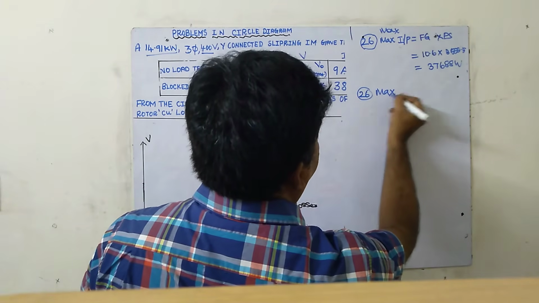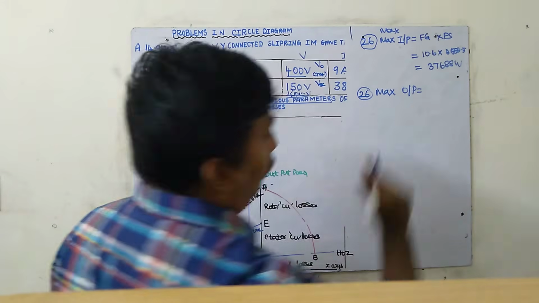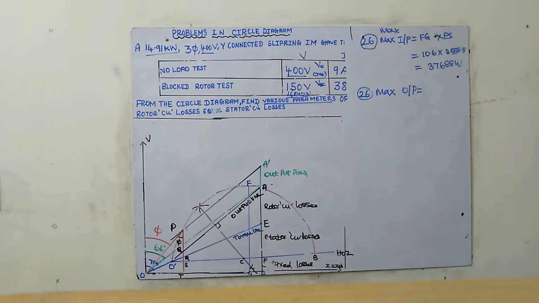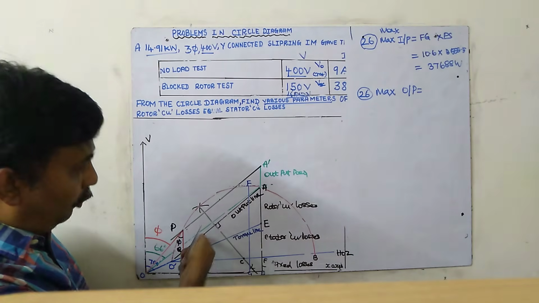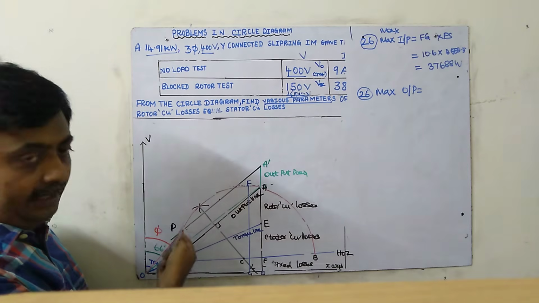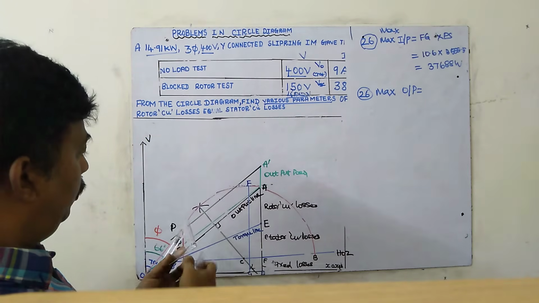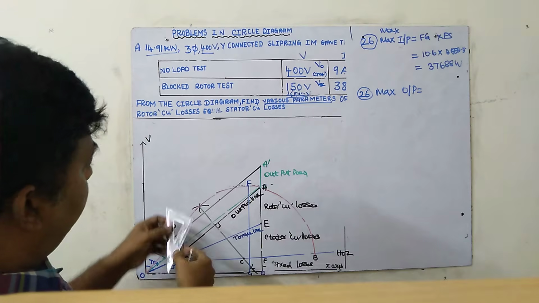Next, maximum output. This is very, very interesting. Maximum output equal to what? How to find maximum output? Now only we are using the set square. We have to use the set square. From where is the output line? This black color line is the output line. At the same time, this is a parallel line. Any one line, we have to keep this set square like this.